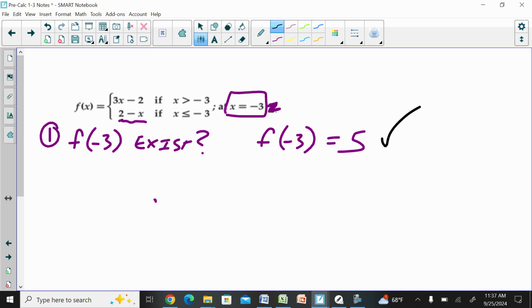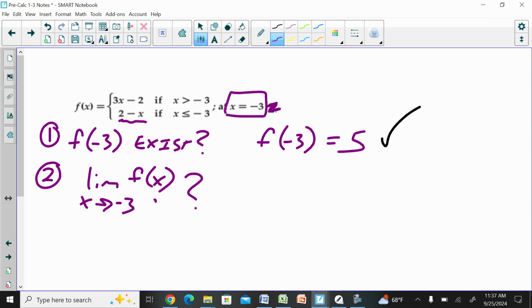All right. Number 2 on the list here says, do we have a limit as x approaches negative 3? The limit of f of x, does that exist? Okay. So now here's where we got to make our box.